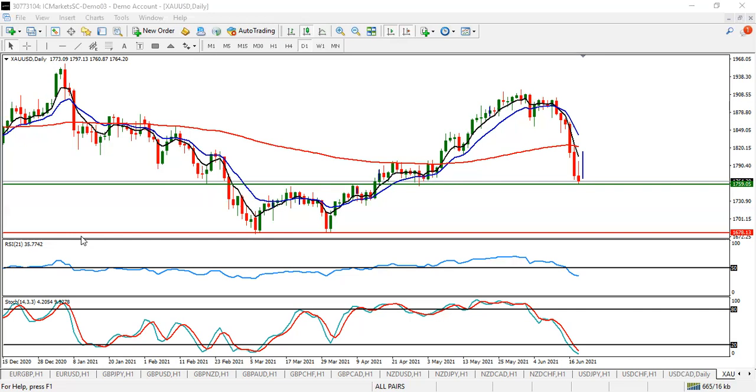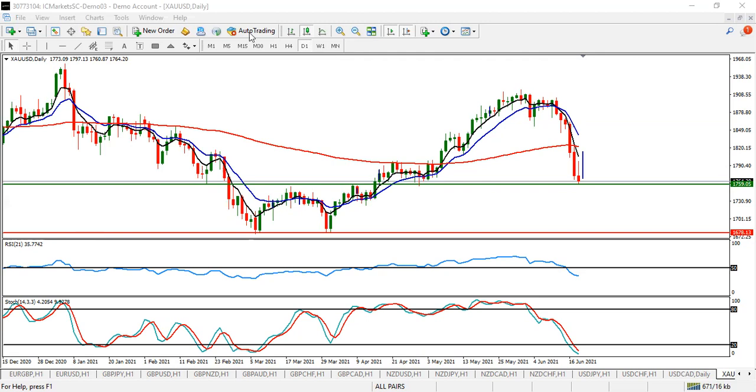Euro NZD, buy. Euro Swiss franc, look for a buy. Euro USD, sell. GBP JPY, sell. GBP USD, sell. GBP NZD, buy. GBP AUD, buy. GBP Swiss franc, look for a buy. NZD USD, sell. NZD JPY, sell. NZD Swiss franc, sell. USD JPY, buy. USD Swiss franc, buy. USD CAD, buy. Gold, sell. So guys, that's all I have for you.